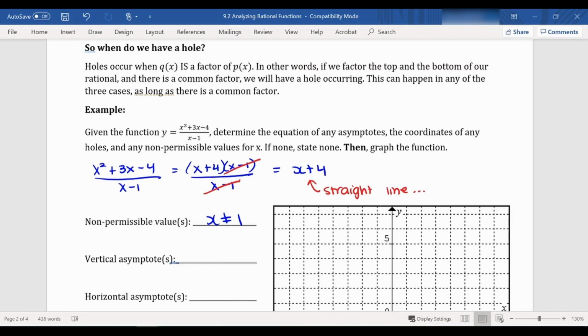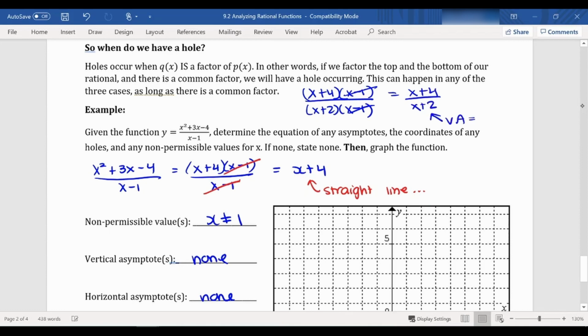This is just a straight line. There's no vertical asymptote on a straight line. There's no horizontal asymptote on a straight line. So the answer for these is none. We don't have any. Okay. If you had more than one non-permissible value, and what I mean by that is, let's say I had something like x plus 4, x minus 1 over x plus 2, x minus 1. When I cancel these out, I have x plus 4 over x plus 2. I would have a vertical asymptote here at x equals negative 2, and I would have a horizontal asymptote because I still have a rational left.